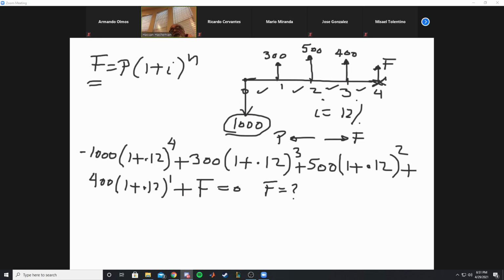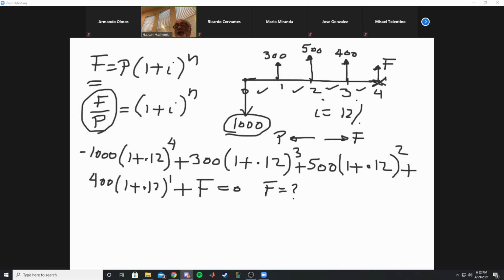Another way that you can do this problem is that this (1 plus I) to the power of N is already calculated. And they have it in a table in your engineering economics book or any table, which we call F over P. So F over P is (1 plus I) to the power of N, which I can read from the table and use here.